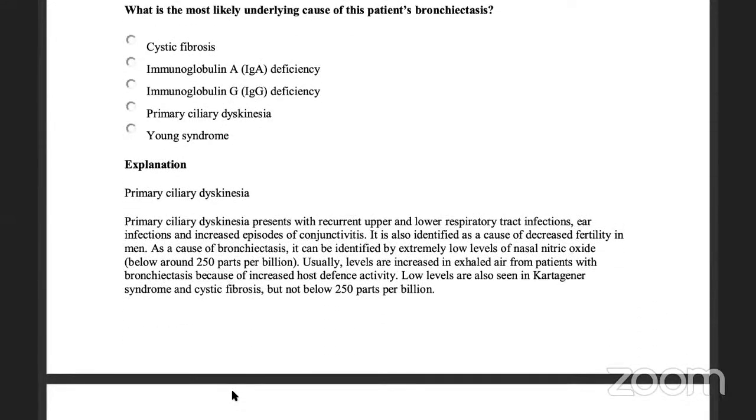Primary ciliary dyskinesia presents with recurrent upper and lower respiratory tract infection, ear infection, and increased episodes of conjunctivitis. It is also identified as a cause of decreased fertility in men. As a cause of bronchiectasis, it can be identified by an extremely low level of nasal nitric oxide, below 250. Levels are increased in the exhaled air of patients with bronchiectasis because of increased host defense activity. Low levels are also seen in Kartagener syndrome and cystic fibrosis, but not below 250. The level is important.